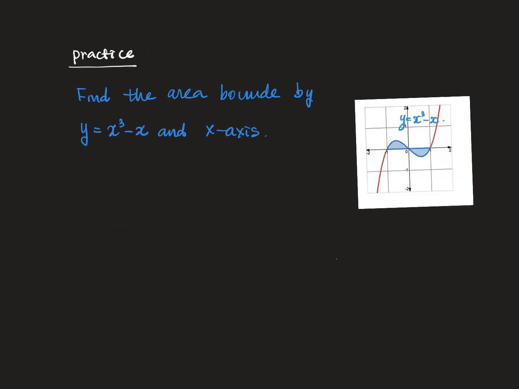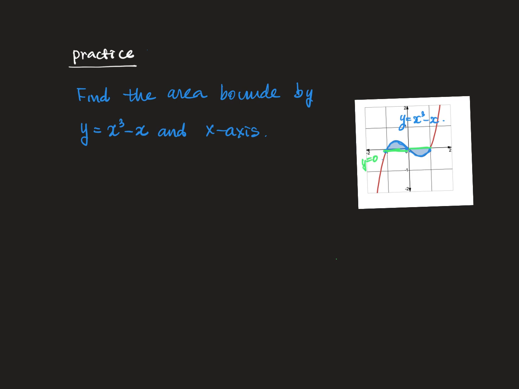The next practice question is between two curves that have an intersection. Here is negative 1, here is 0, here is 1. From negative 1 to 0, the upper curve is y equals x cubed minus x. The bottom curve is y equals x, okay? So y equals 0 is the x-axis. In the second part, the upper curve is y equals 0, and the bottom curve is y equals x cubed minus x.